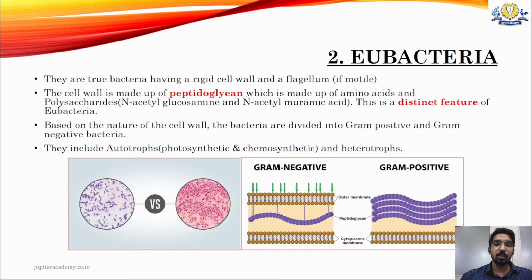So the nutrition here includes autotrophs as well as heterotrophs. Even though bacteria are the smallest organisms, their nutritional classification is extremely versatile, extremely diverse. Under autotrophs also they have photosynthetic bacteria as well as chemosynthetic bacteria.